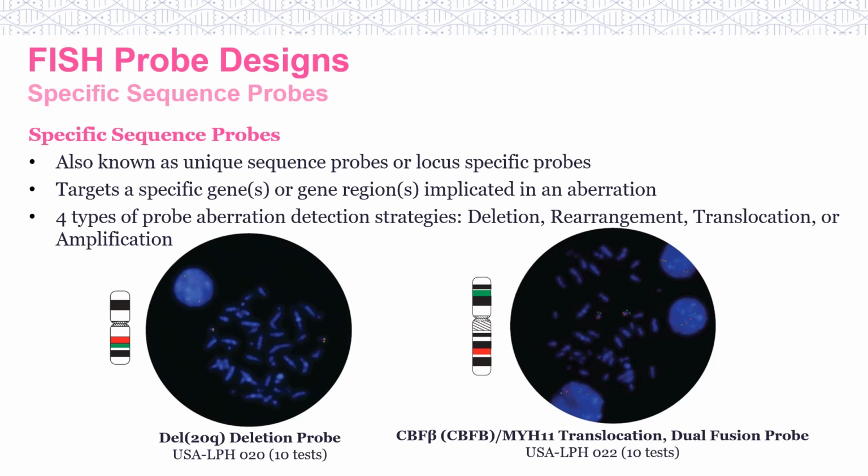The one on the left is the del20q deletion probe, and on the right is the CBF-beta CBFB MYH11 translocation dual fusion probe. We will review the different types of specific sequence probe design strategies one by one, providing each probe design's expected signal patterns for both normal and abnormal cells, and the specific analysis guidelines for each probe found in their instructions for use, otherwise known as an IFU.